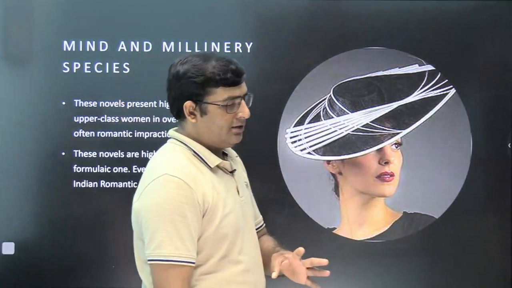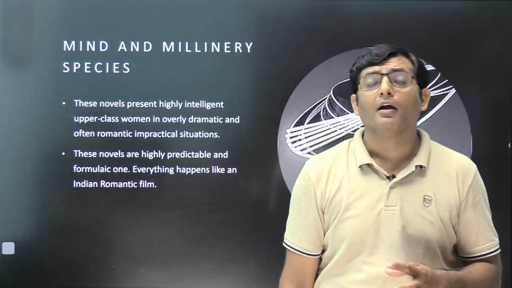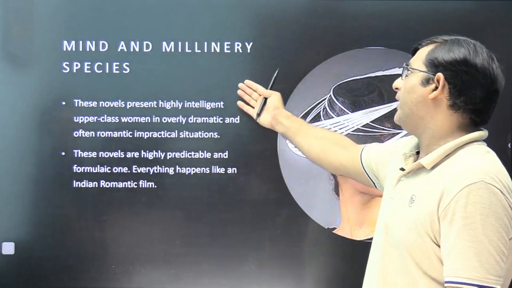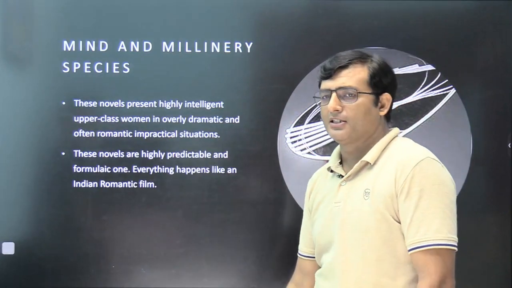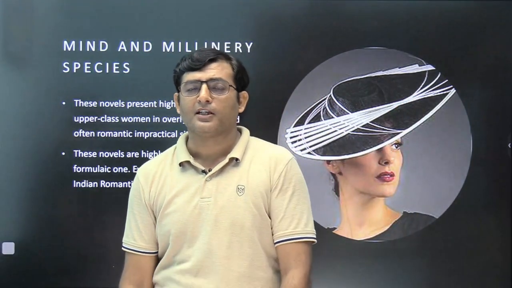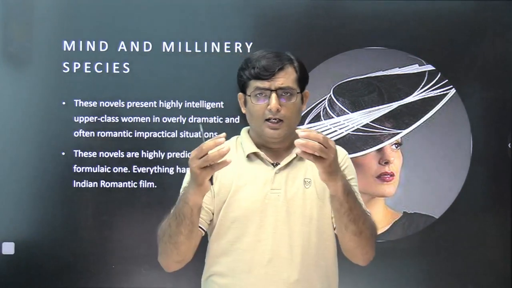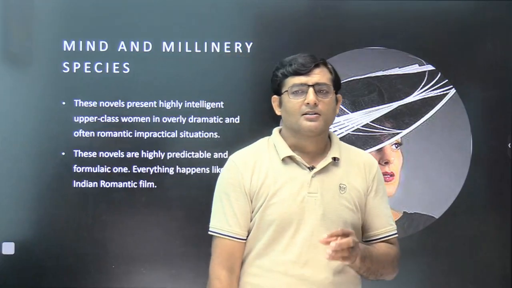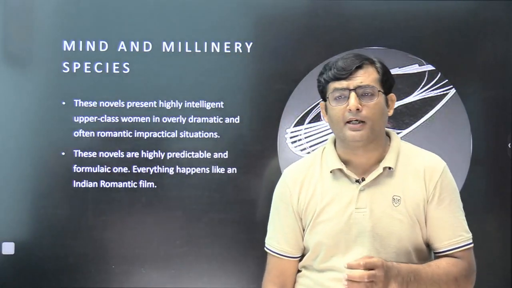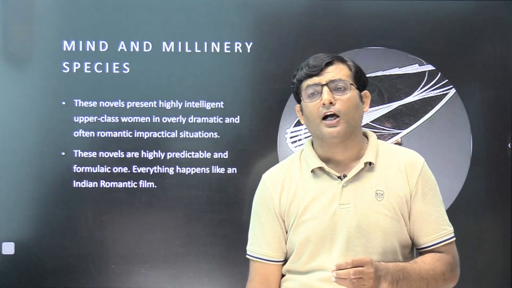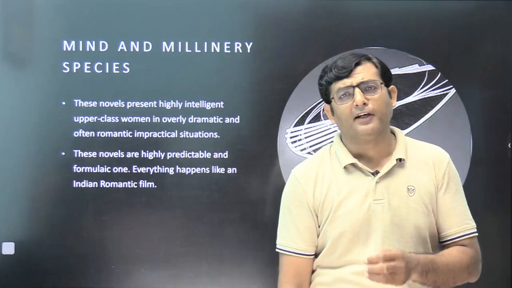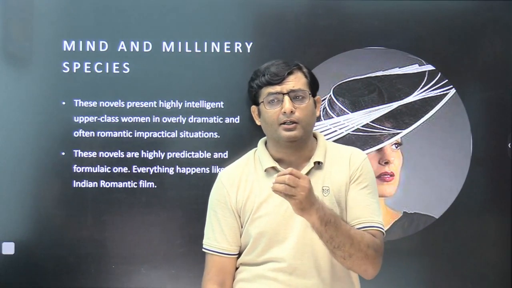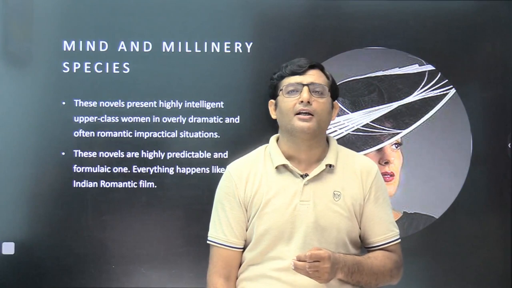This was the opinion of George Eliot in the essay Silly Novels by Lady Novelists. She divided the fiction genre into four species, and the first of the four was the mind and millinery species. According to George Eliot, silly novels penned by women can be grouped based on shared characteristics. The first and largest class of such novels George Eliot dubs the mind and millinery species.